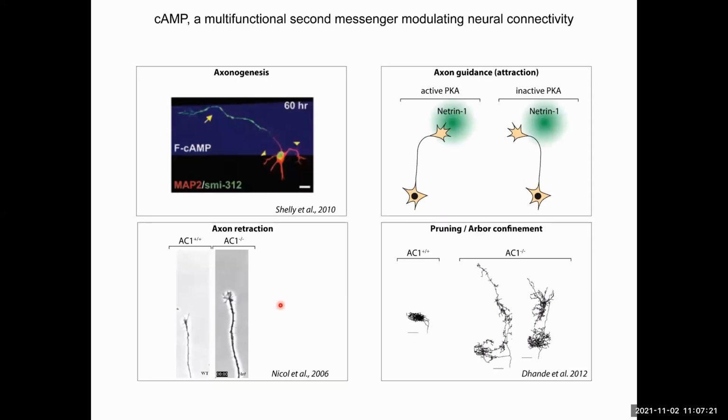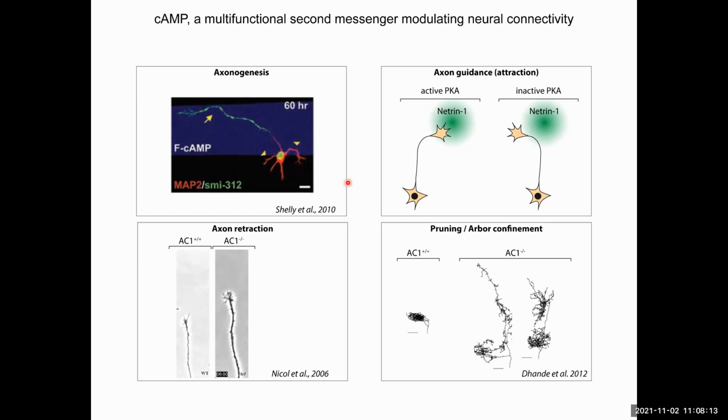This story started quite a long time ago, focusing on cyclic AMP, one of these second messengers I introduced a few minutes ago. Cyclic AMP is important for axon pathfinding, but it's important for many downstream pathways, many cellular processes. If you focus only on developing axons, it is important to regulate axonogenesis. The neurite that will become an axon is a neurite with a high concentration of cyclic AMP and a low concentration of cyclic GMP. And the neurites that will become dendrites have a low concentration of cyclic AMP and a high concentration of cyclic GMP.